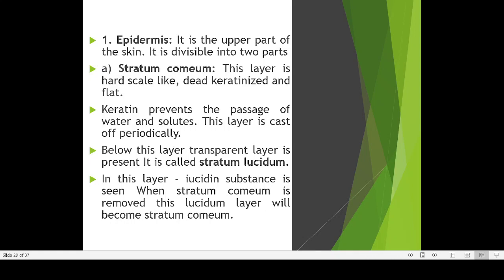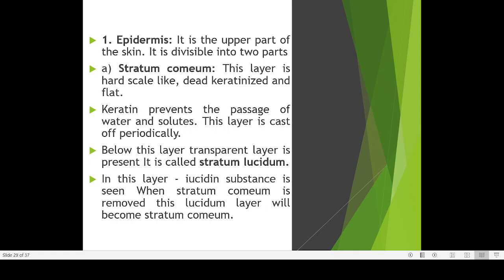That means the outermost layer is impervious. Impervious means not allowing the passage of water, just like a plastic sheet or a rubber sheet. It prevents the entry of water into the body. So that is the function of the keratin layer. Keratin prevents the passage of water and other solids.